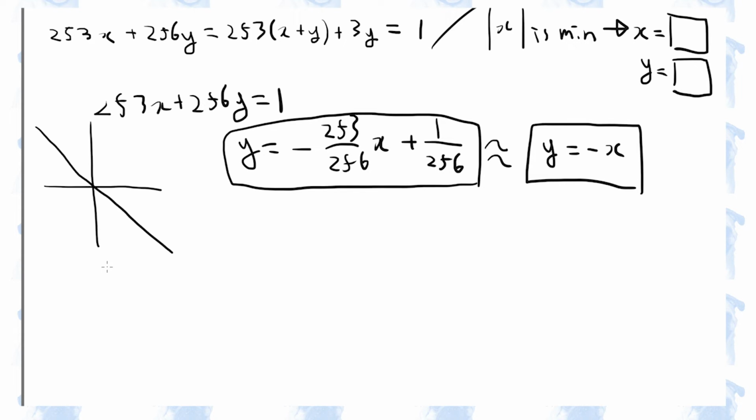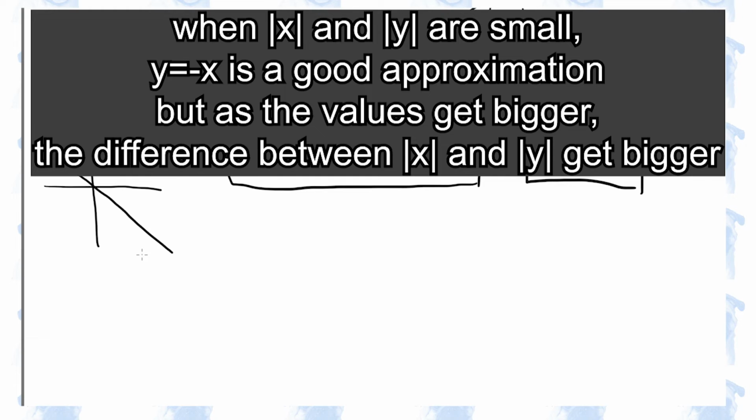So what can we infer from this information? When the absolute values of x and y are very small, they will be identical to each other. For example, 1, minus 1 and minus 1, 1.